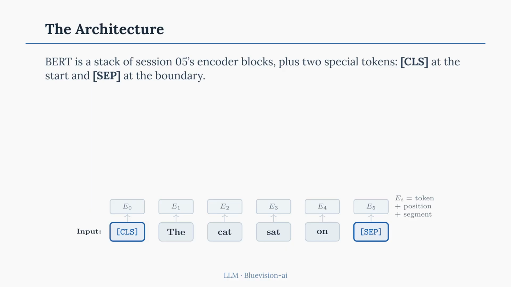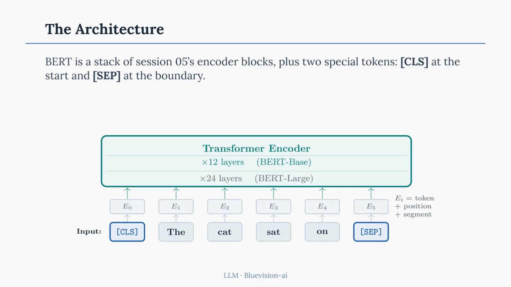Note the position embeddings here are learned, not the fixed sinusoids from last session. BERT never needs positions beyond the 512 tokens it was trained on, so it can afford to learn a free vector per position instead. Those summed embeddings flow up into the stack of encoder blocks. BERT base has 12 layers, 12 attention heads, and 768 dimensional representations. BERT large has 24 layers, 16 heads, and 1024 dimensions.